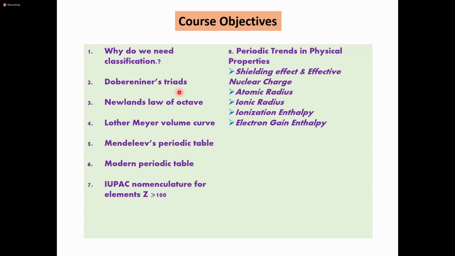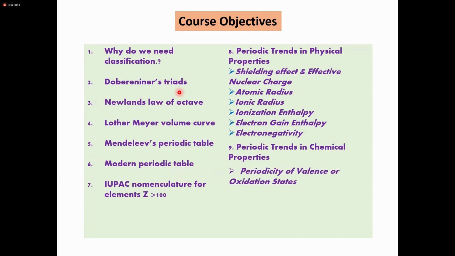And electron gain enthalpy and electronegativity, and then the periodic trends in chemical properties, and also the periodicity of valence or oxidation state. That means several elements can show different types of oxidation states, and we will learn which oxidation states are stable or not. There are also some other second period elements and the chemical reactivity of these elements.